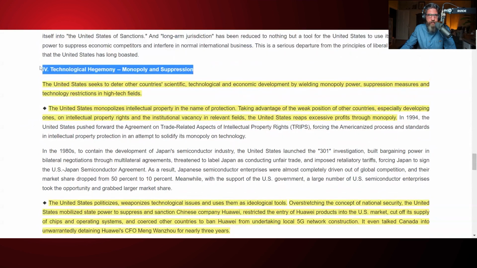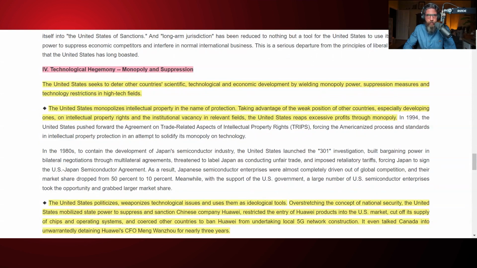Technological hegemony. We're going to finish it, guys. Just technological hegemony and cultural hegemony. I summarized a lot. I have read a lot. It took me like an hour to read this article and summarize it for you so that we can go through it in 10 minutes. The United States seeks to deter other countries' scientific, technological, and economic development by wielding monopoly power, suppression measures, and technology restrictions in high-tech fields.